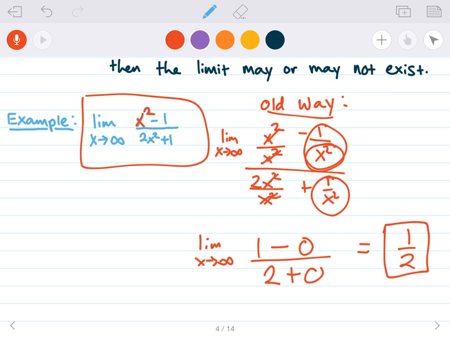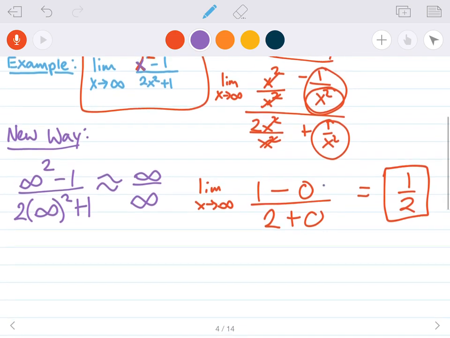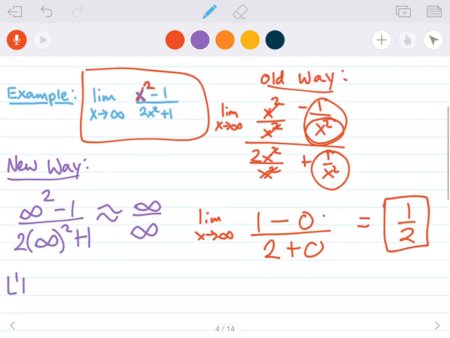Now the new way. So let's do the new way, or L'Hopital's rule. If I plug in infinity in for x, I get this. So infinity squared minus 1, so this is infinity. This is going to give us infinity over infinity, right? The top is getting arbitrarily large, and the bottom is also getting arbitrarily large. So because we have this form, we can use L'Hopital's rule. And we have to have this form to use this. If we don't, then we can't use it.